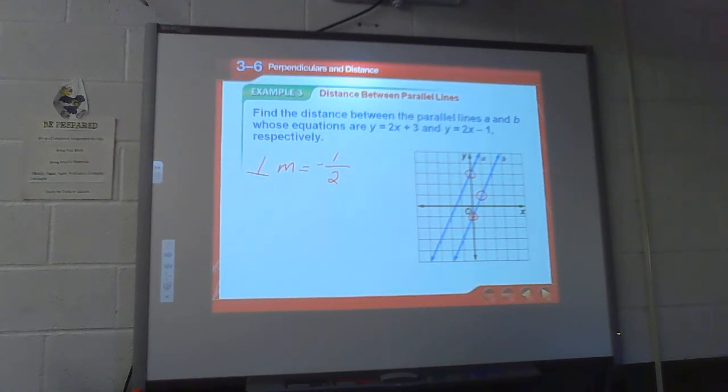Now you can pick that point and you apply this perpendicular slope that you figured out. So from this point right here, where would you go?